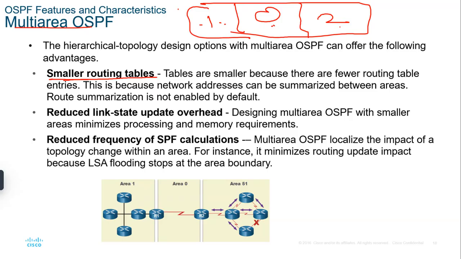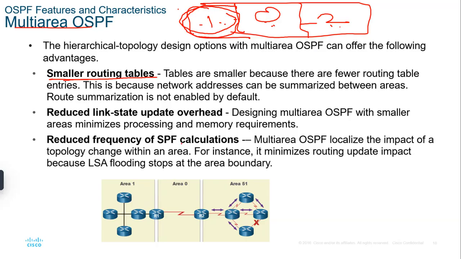In case there is a need for broadcast messages, those messages will be populated or keep rotating within area 1. They will not cross to area 0, neither to area 2. Then there is the reduced frequency of shortest path first calculation.